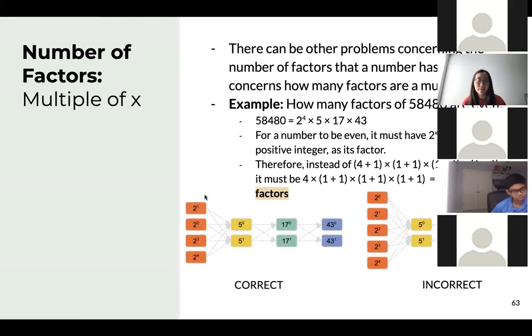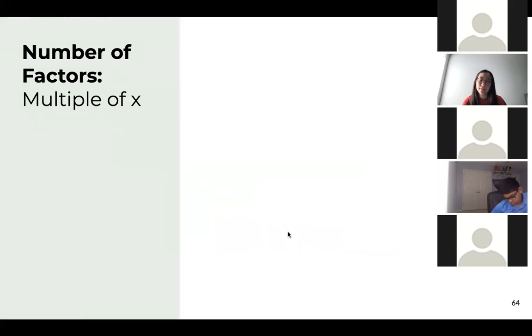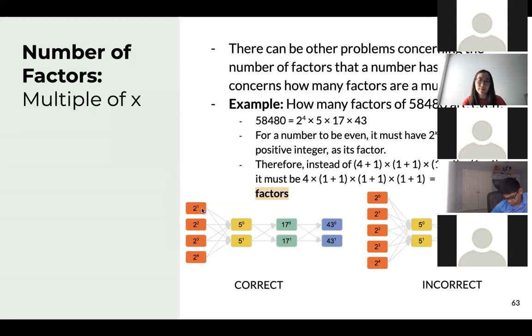Okay, so listen closely. This one on the left is the correct diagram for this problem, because all we're doing is taking out 2 to the 0th power. 2 to the 0th power is just 1, and if something has 2 to the 0th power, it's not an even number. It has to have a higher power of 2, because otherwise it's just not going to be even.